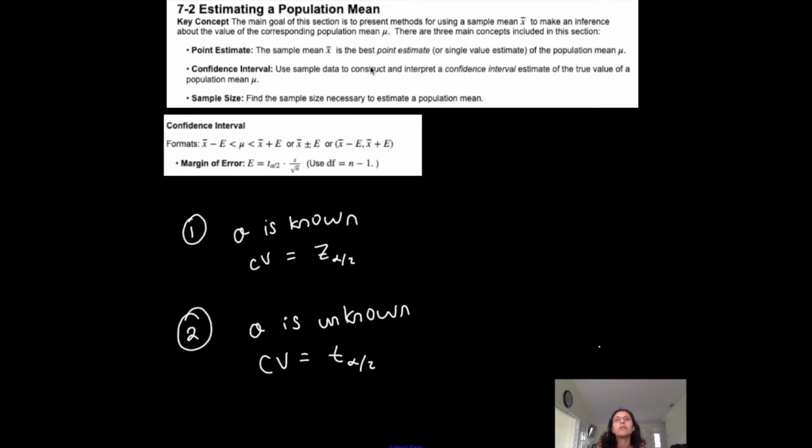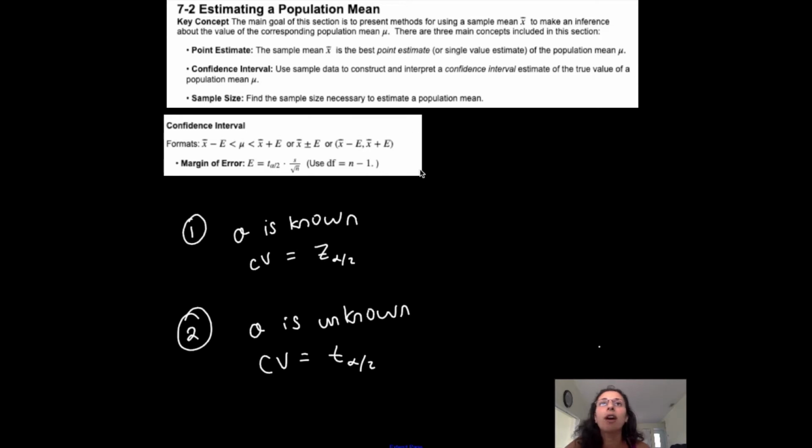Do a confidence interval to estimate a population mean. There are two situations that you have to consider. One situation is whether or not sigma is known, and the other is whether sigma is unknown. I said that if sigma is known, sigma is the population standard deviation. If it is known, then I'm going to use a critical value of z of alpha over 2.